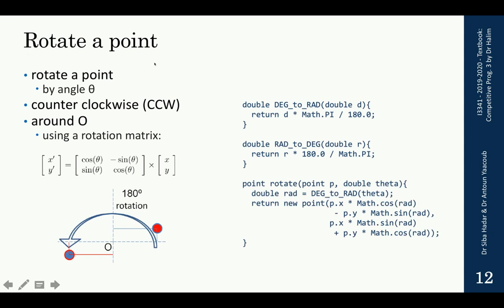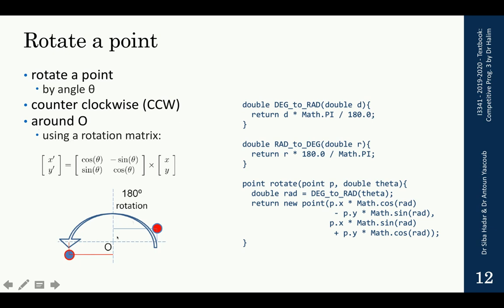Another topic we can do with only a point is when we have a point and we want to rotate it. If we want to rotate a point by an angle theta counterclockwise, and if we don't mention in which direction we want to rotate, it is by default counterclockwise, in the opposite direction of the clock.